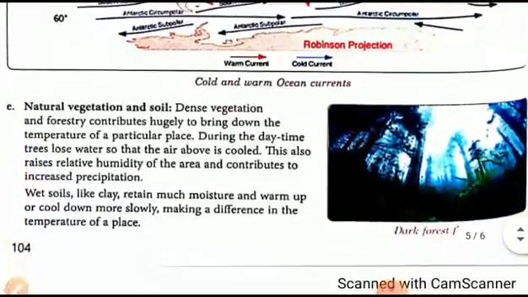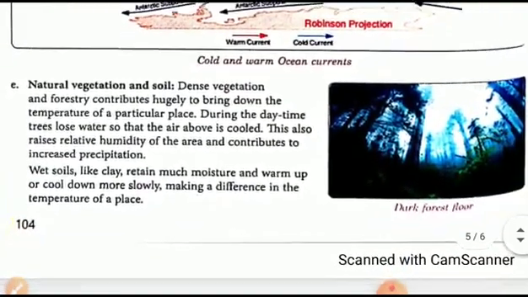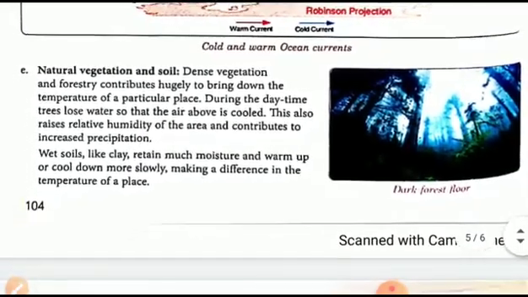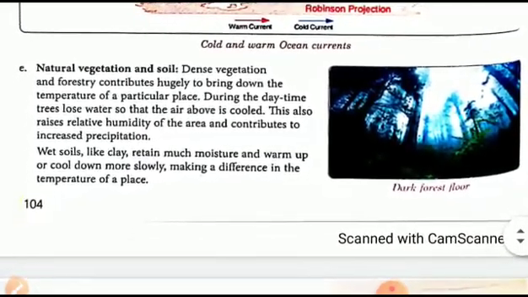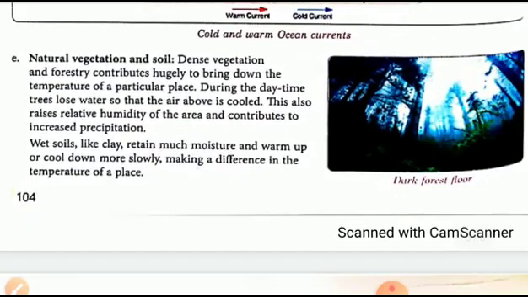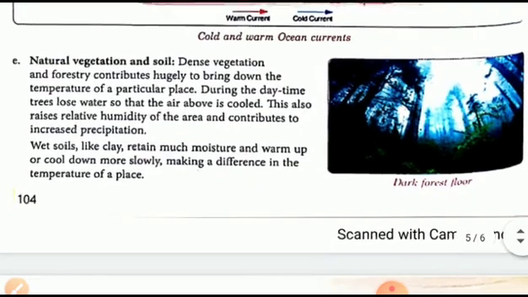Next is natural vegetation and soil. Dense means very dense, and dense vegetation, that is the green forest and the trees and the forestry, contributes hugely to bringing down the temperature of a particular place. During the daytime, the trees lose water so that the air above them is cooled. This also raises the relative humidity of the area and contributes to increased precipitation.